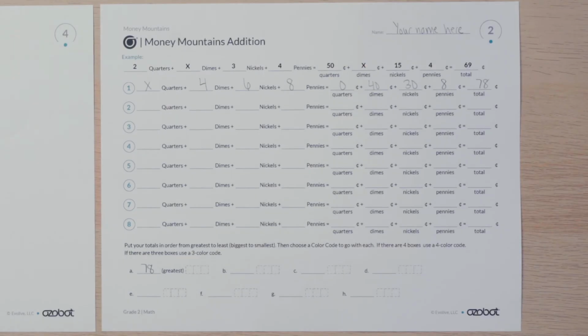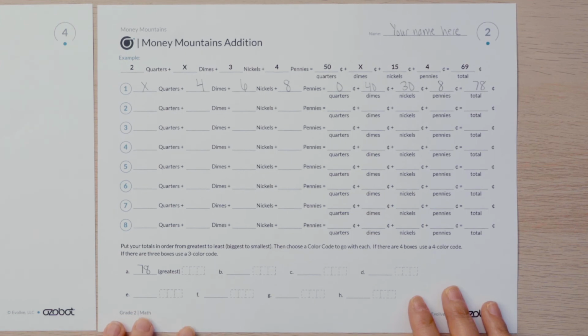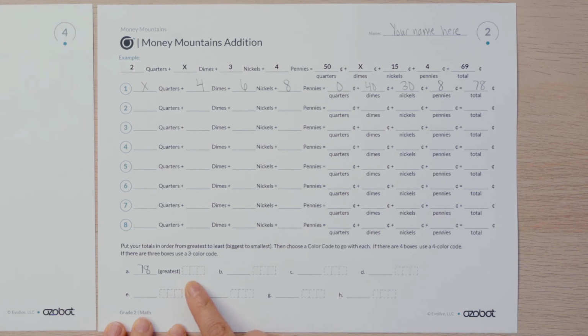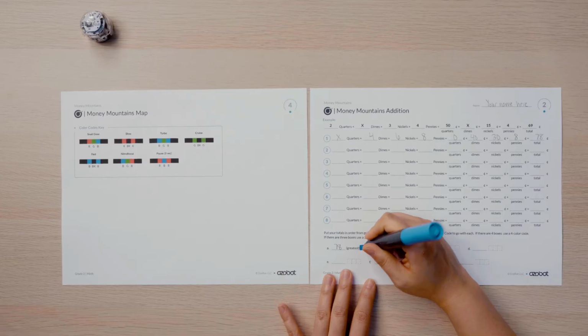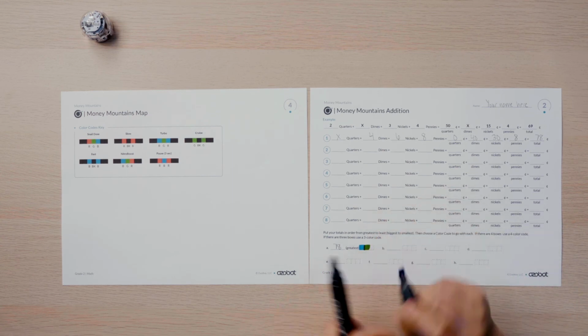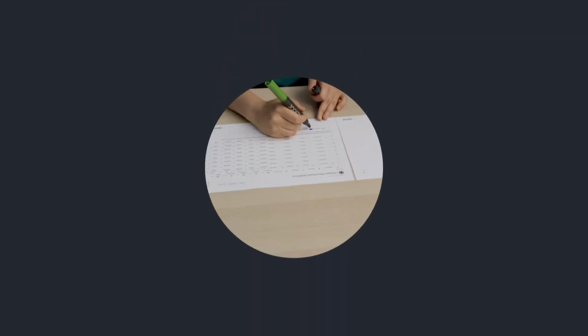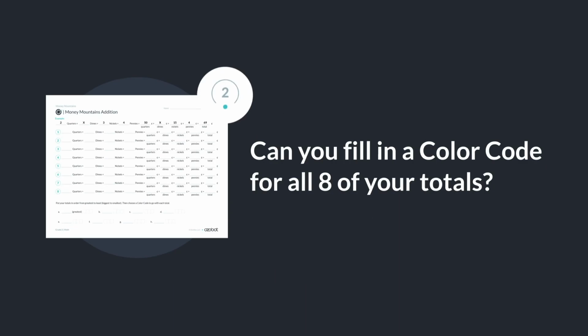Your totals are now sorted from biggest to smallest, and now it's time for some color codes. You'll notice some boxes at the bottom of the addition sheet next to the spaces where you sorted your totals. Using the color code key, fill in some color codes to add to your Money Mountains map. Can you fill in a color code for all 8 of your totals?